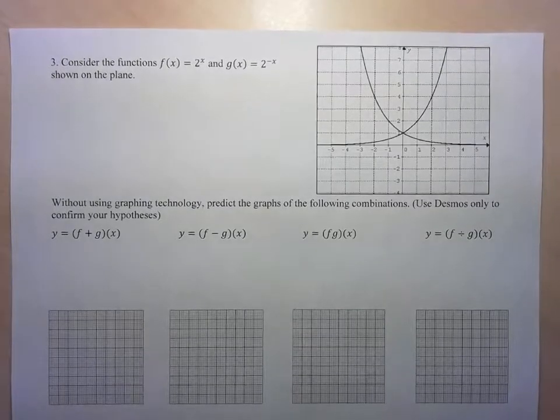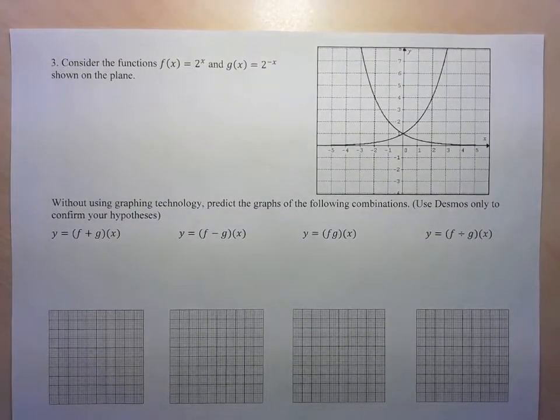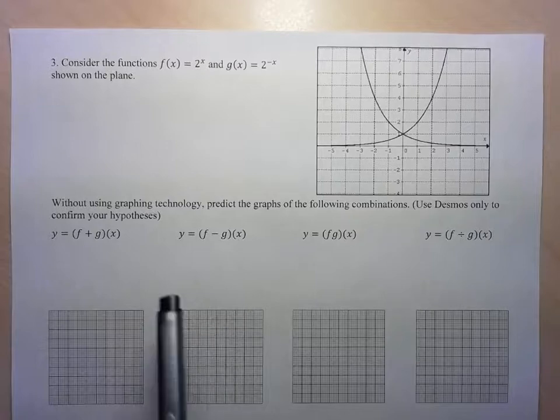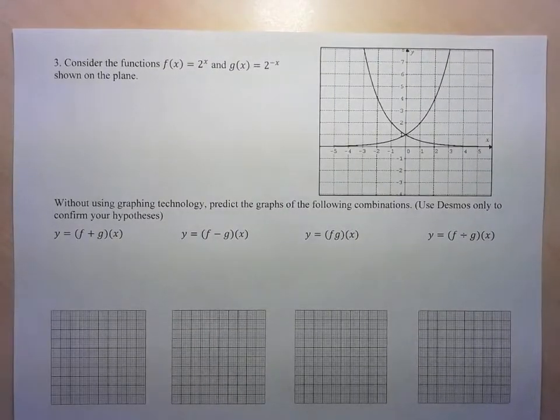Hi folks, we're going to take a look at page 2 from Unit 6, Lesson 3. So here we're studying combinations of functions, and we're going to try to use the relationships we found between the arithmetic combinations of functions and the original functions themselves to see if we can sketch the graphs. That's what we're doing in number 3.